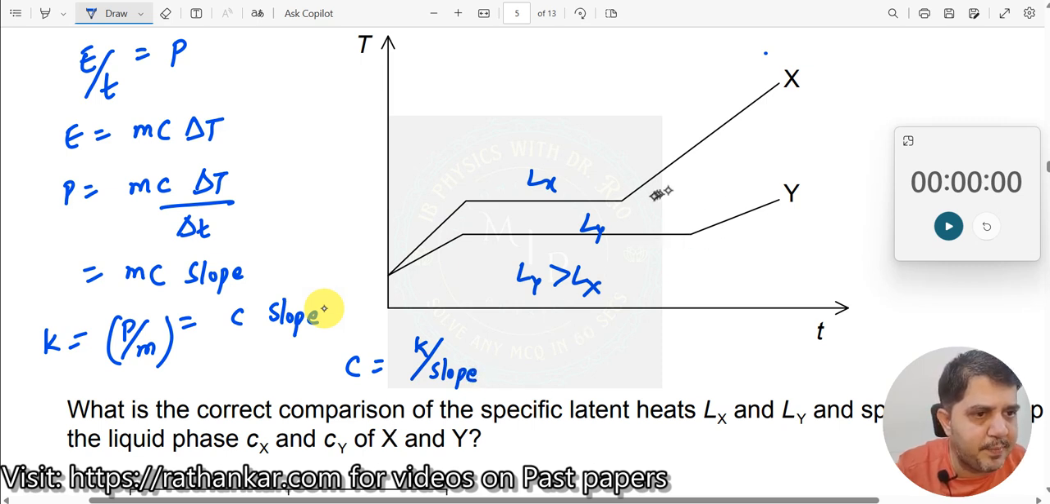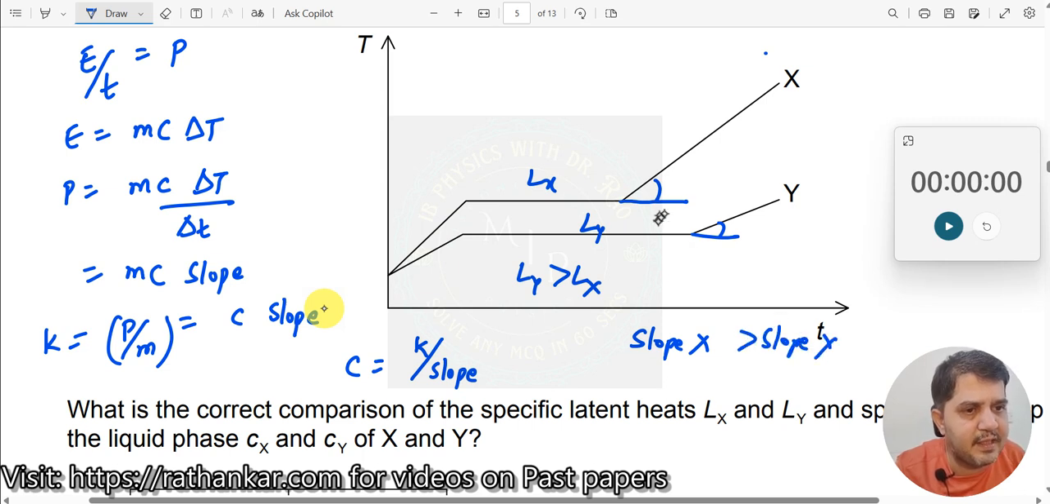See, for slope of X, now look at the slope here. This has a larger angle, this has a smaller angle, which means this has a lower slope and this has a higher slope. Now, I can write slope of X is greater than slope of Y in this region. The same thing applies here also. See, this angle is larger, this angle is smaller, which means slope of X is larger than slope of Y.